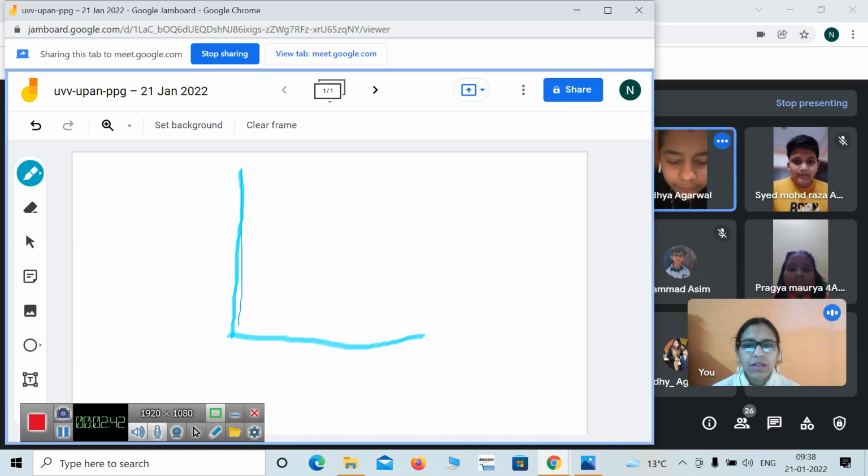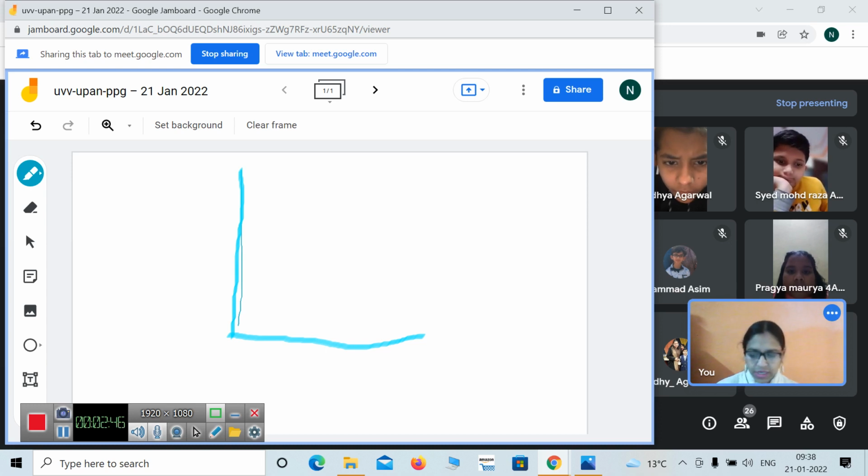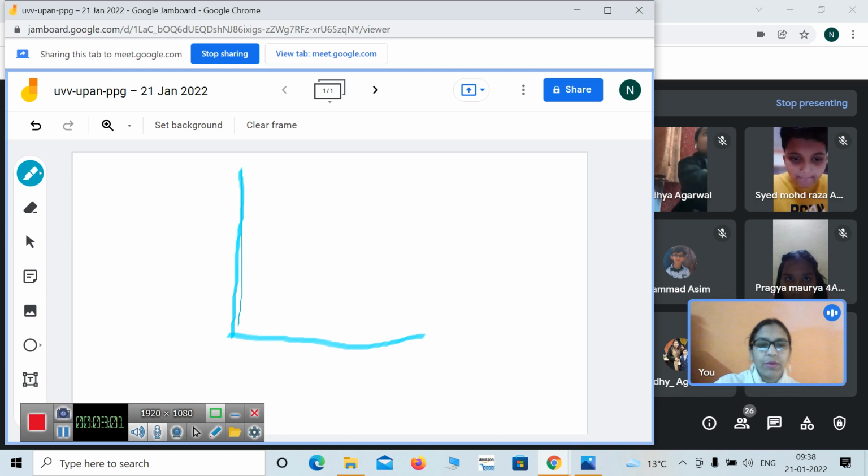Okay, now look here. This is known as a vertical axis. This is known as a horizontal axis of your bar graph. Right? It says a bar graph is a pictorial representation of data with bars of equal width drawn horizontally and vertically.